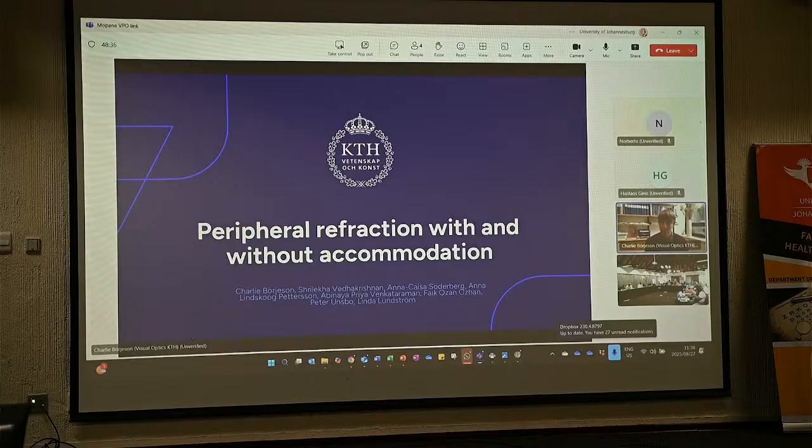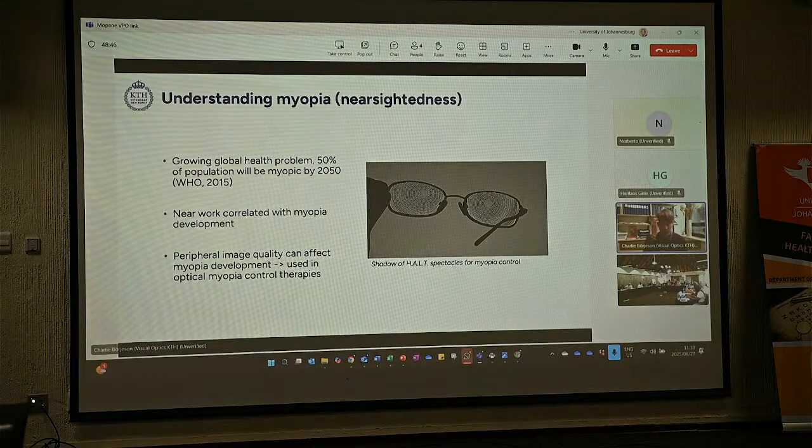I'm from KTH in Stockholm, and we have been doing a study on peripheral refraction with and without accommodation. Myopia is an increasing problem worldwide, and some factors that have been identified as related to myopia are near work and peripheral image quality. And the latter, peripheral image quality, is now extensively used for myopia control.